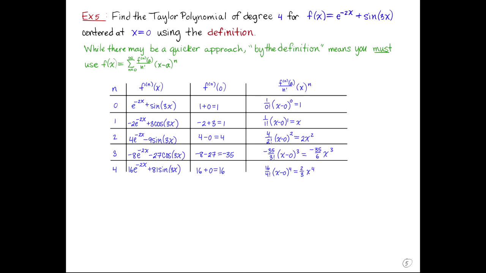Don't forget in your final answer to sum up the last column. The 4th degree Taylor polynomial for e to the negative 2x plus sine 3x is equal to 1 plus x plus 2x squared minus 35 over 6 times x cubed plus 2/3 times x to the 4th. If you were to see a similar problem on the exam or the final, make sure that you simplify the fractions fully.